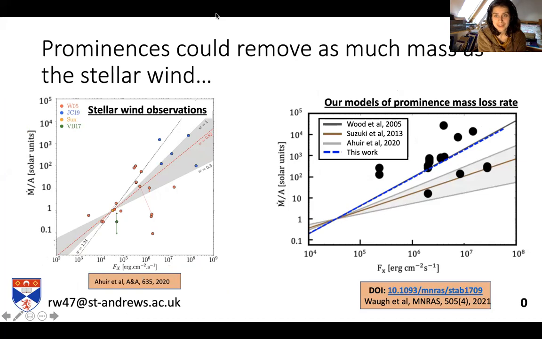So you know where I'm going in the next 10 minutes, I am going to show you that prominences could have comparable mass loss to the stellar wind.